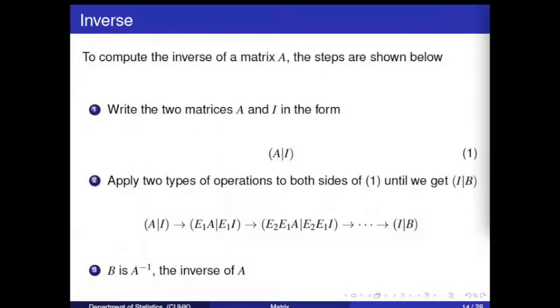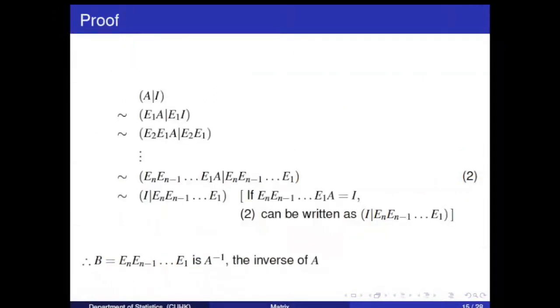To compute the inverse of a matrix A, the steps are shown below. The first step is to write the two matrices A and I in this form. Then, apply the two types of operations to both sides, until we get this form. There is an identity matrix on the left-hand side. Therefore, B is the inverse of A. Here is the proof.